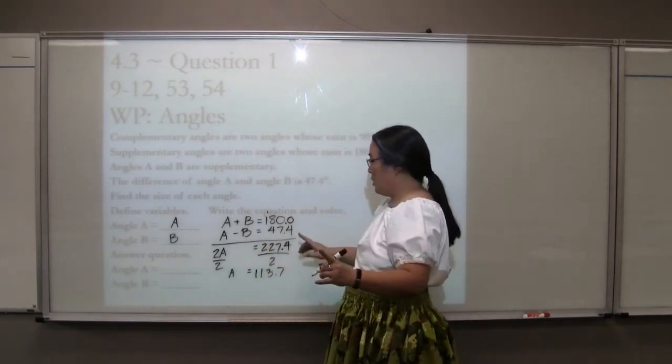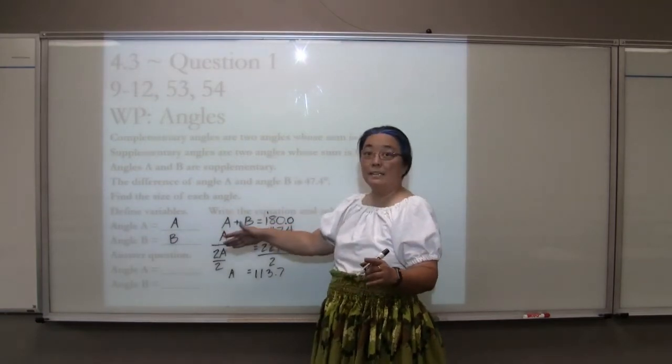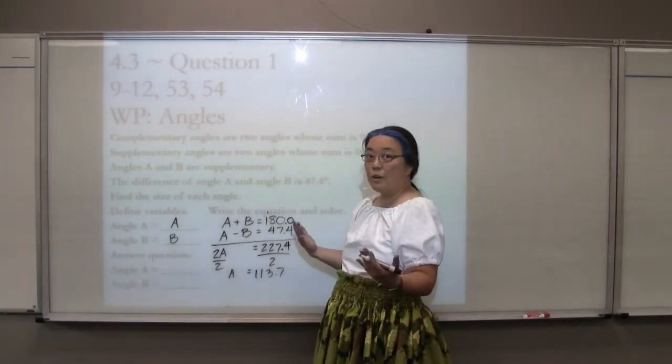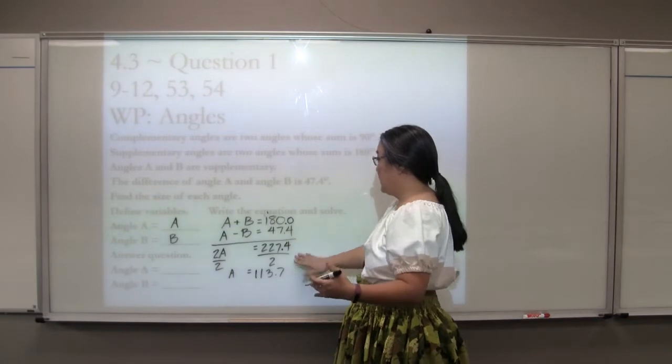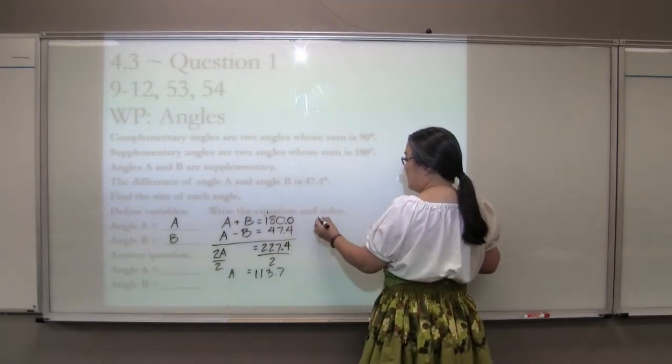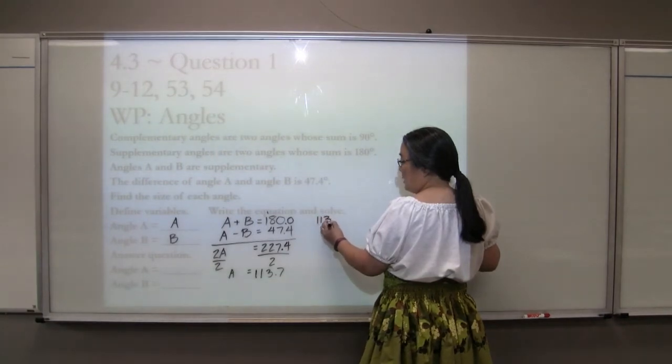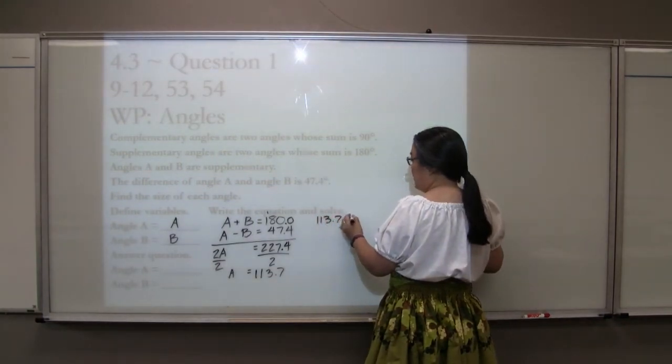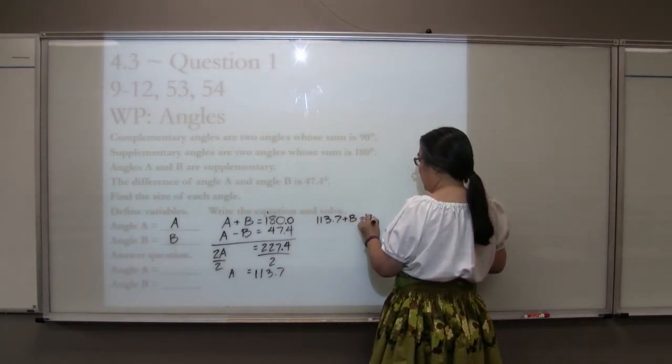But wait, there's more. We need to find B. So, because we have two variables, we have to find two answers. Here's A. The easier equation would be this one. It has lots of positives. So we have 113.7 plus B is equal to 180.